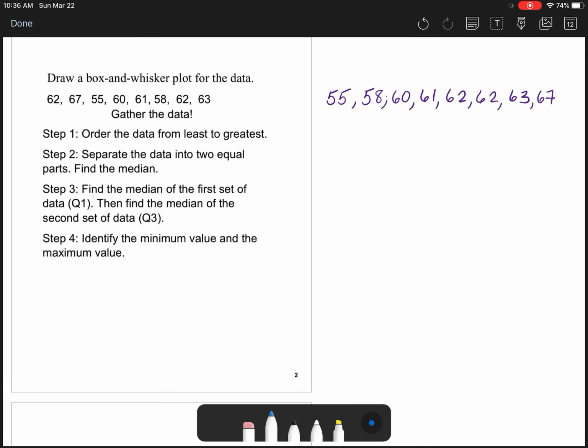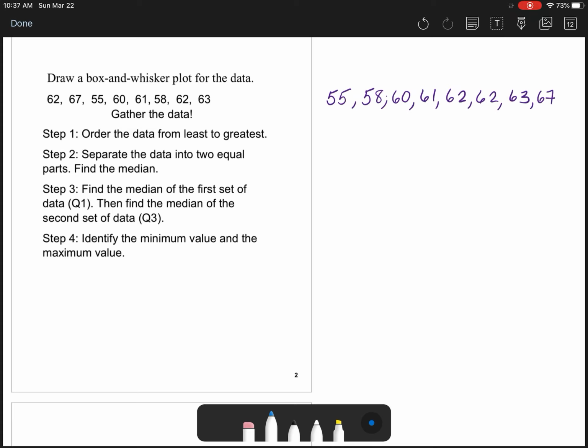Let's take a look at how to draw a box and whisker plot. So here we have these numbers: 62, 67, 55, 60, 61, 58, 62, and 63. Step 1, order the data from least to greatest, which is what I already have here on the side for you to see.